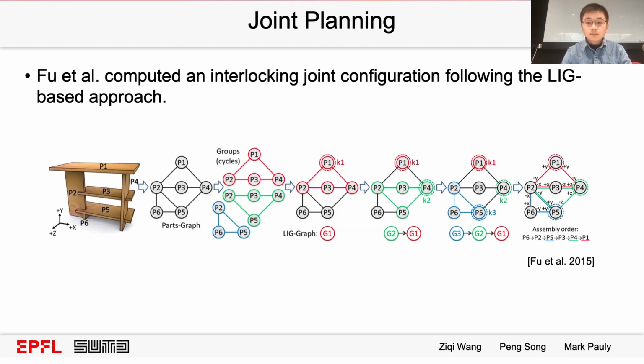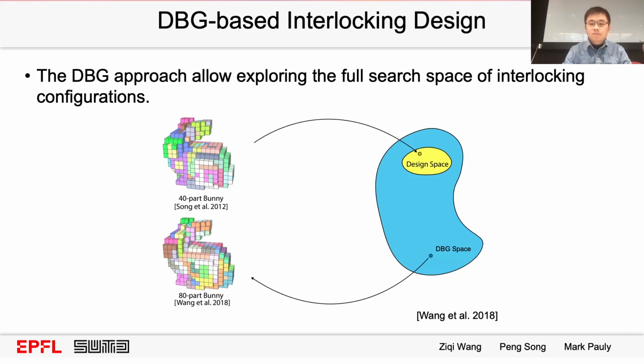The typical approach to address these joint planning problems is to construct local interlocking groups, LIGs, which are a subset of connected parts that are locked by a specific key in the group. Once multiple LIGs as well as the blocking dependencies between them are made, the resulting assemblies are guaranteed to be globally interlocking.